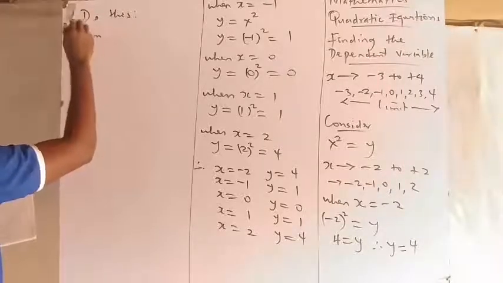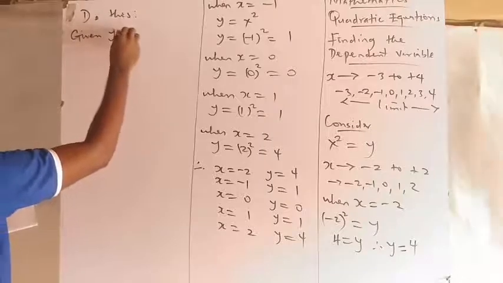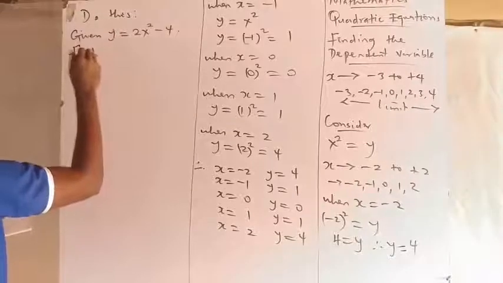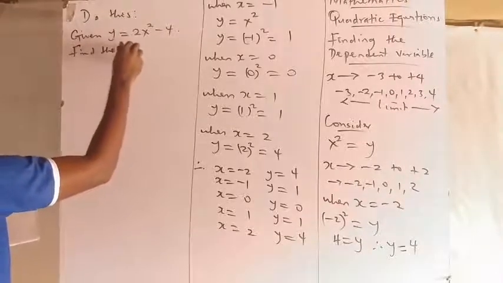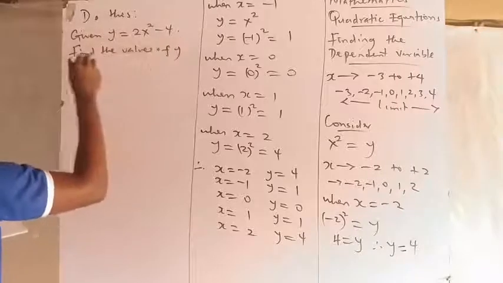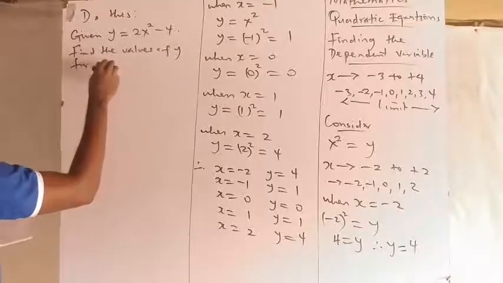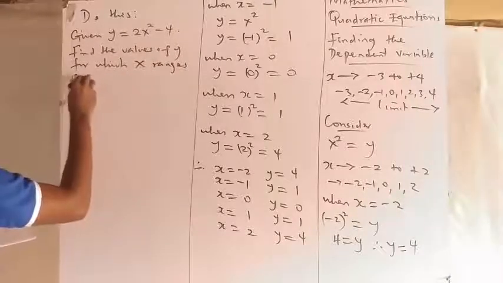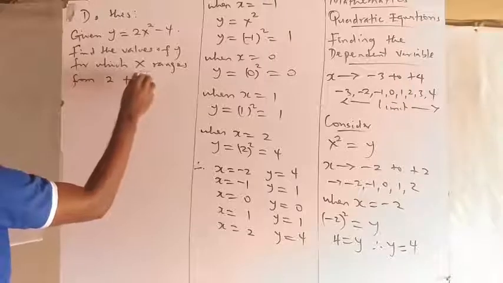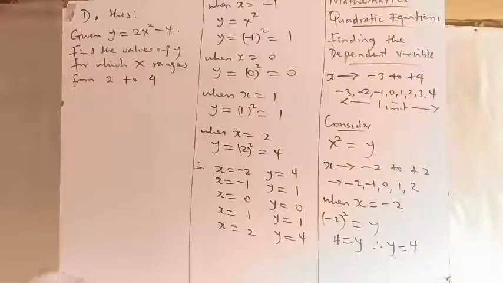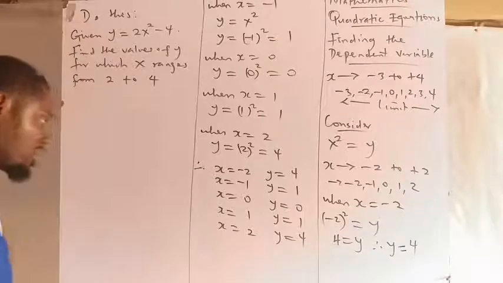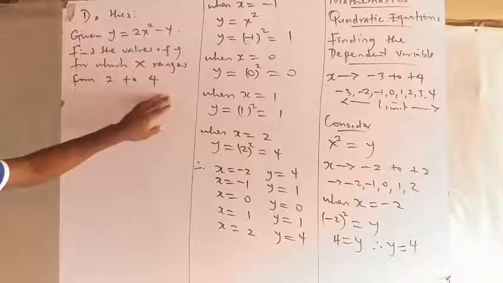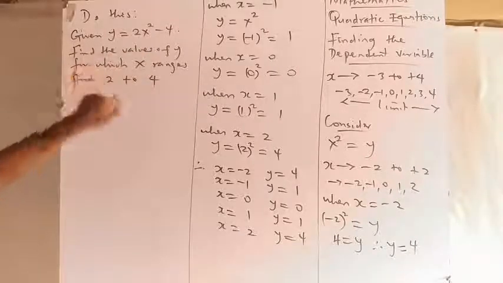Given y is equal to 2x squared minus 4, find the values of y for which x ranges from 2 to 4. So carefully do this yourself. Remember, the values of the range of x are from 2 to 4, which means 2, 3, 4. So replace them in this equation and you get what your y will be.